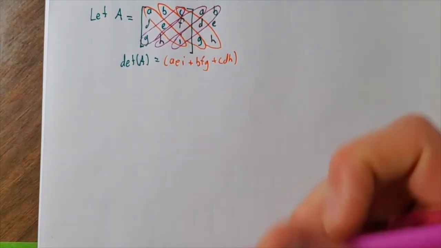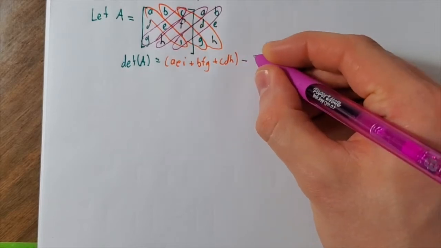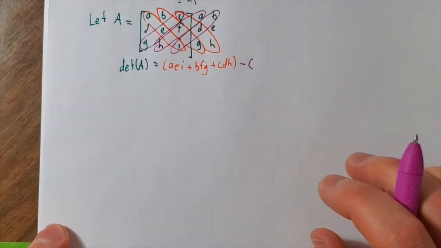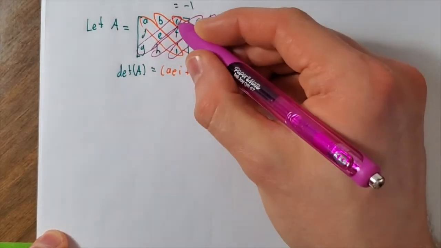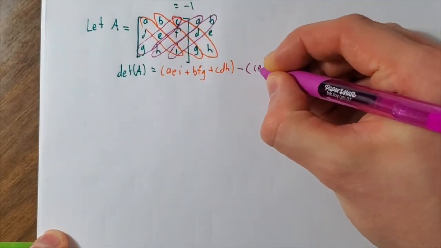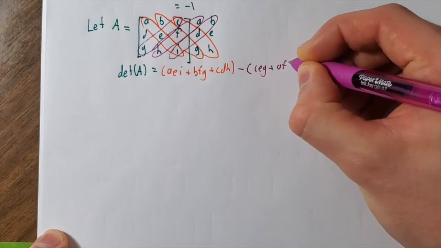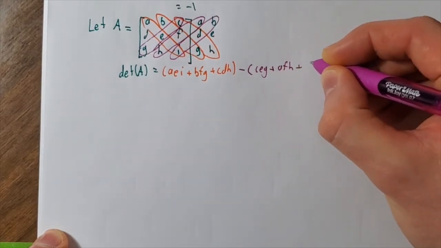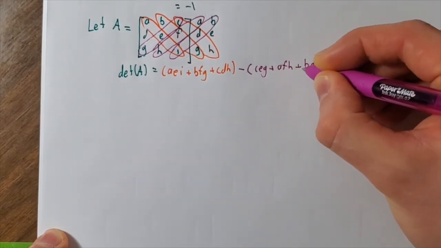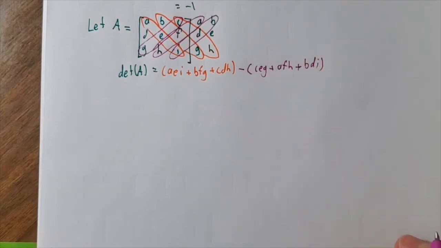And then we're going to subtract away the sum of the other 3 products. So we're going to subtract ceg plus afh plus bdi. Again, let's get a little bit of practice to see what that looks like with some real number entries here.